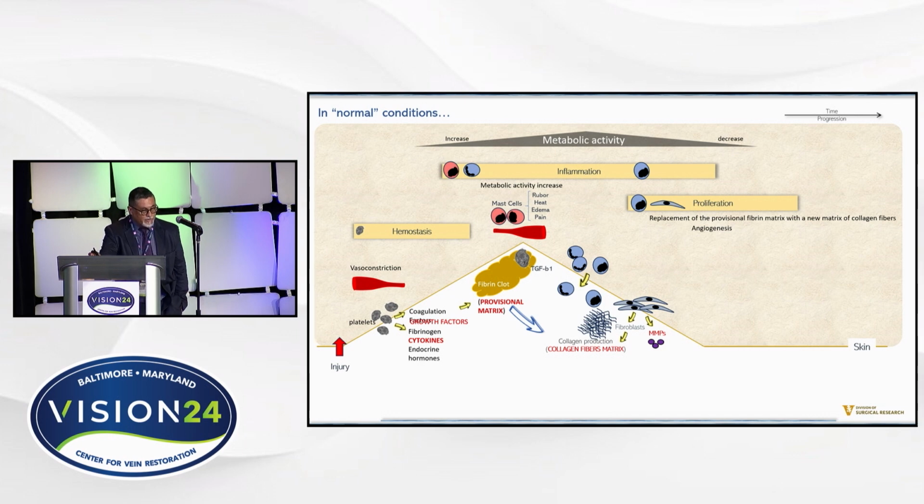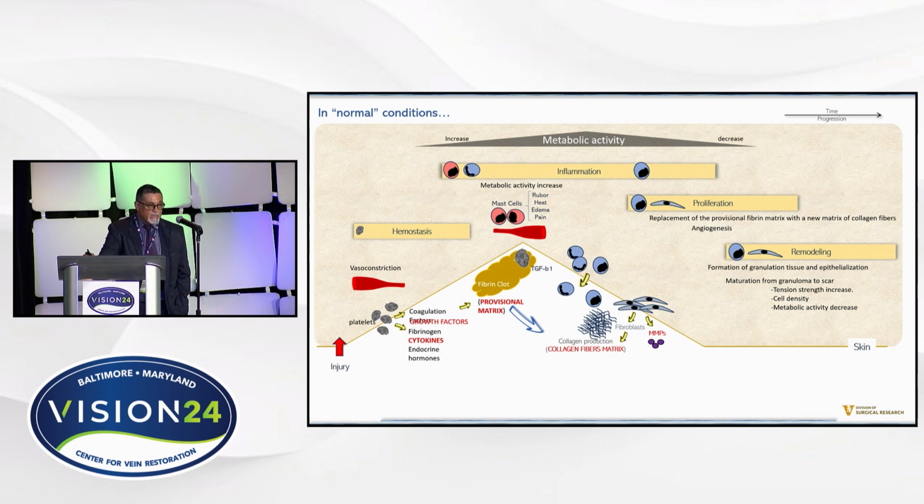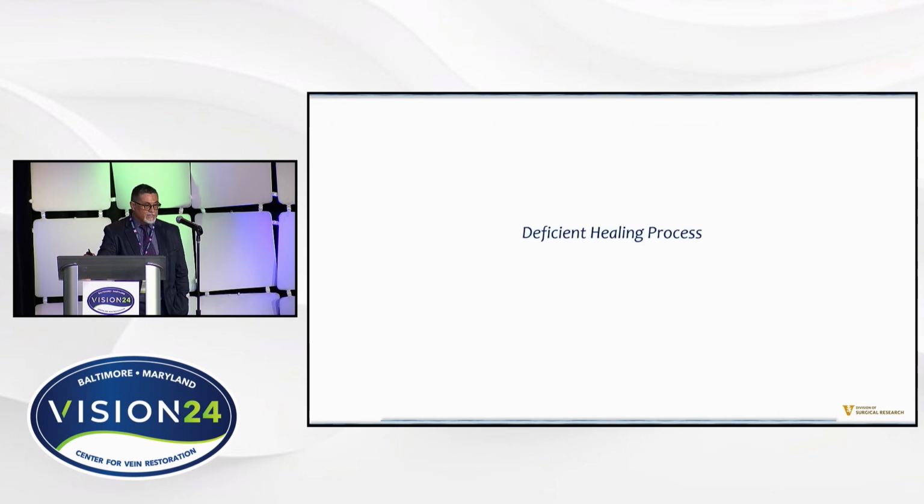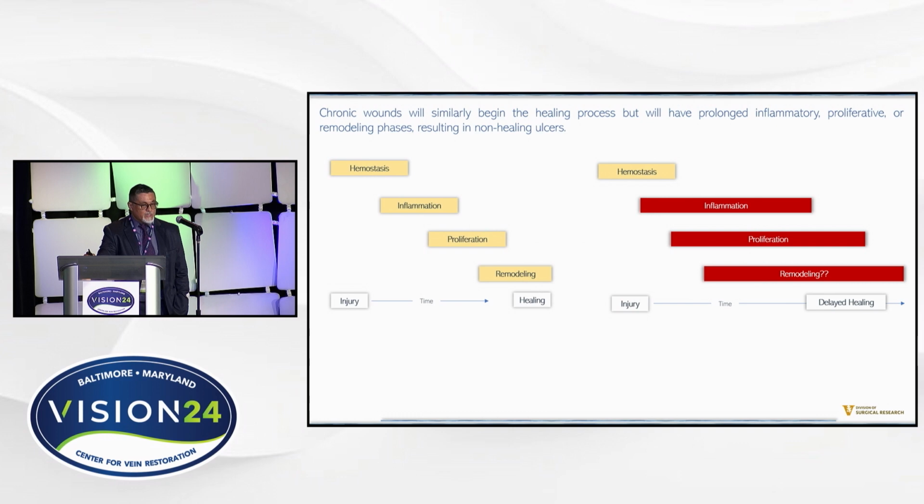The result of this is that we now have a collagen-fibrin matrix, as I mentioned before, that replaces this provisional matrix. And here is the last, final stage, where the remodeling will lead to granulation, epithelialization, and tissue contraction. This is a normal process of healing in any type of lesion that we can observe at the dermis level.